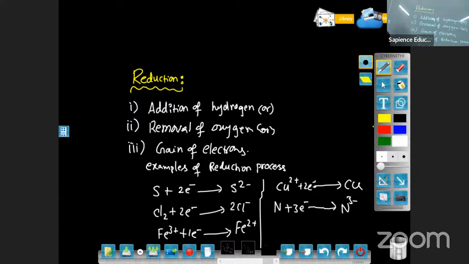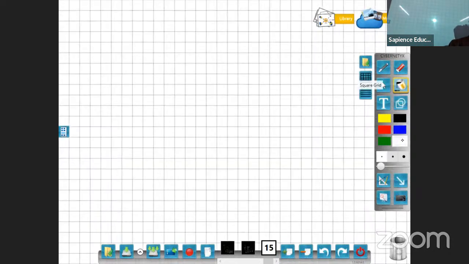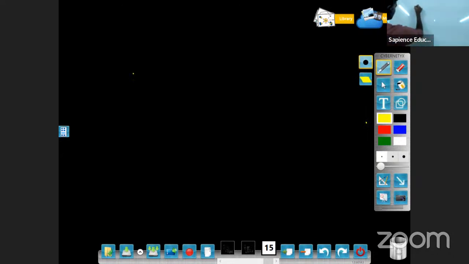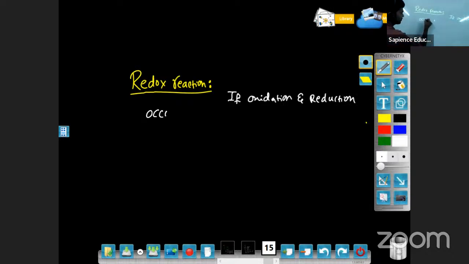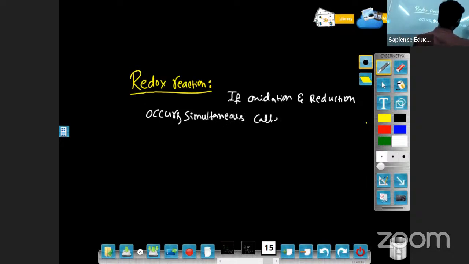Done now. Now, suppose oxidation and reduction processes simultaneously occur, means at a time, that's what we call redox reaction. Write that down. Finished examples. Write definition: if oxidation and reduction occur simultaneously, it is called redox reaction.